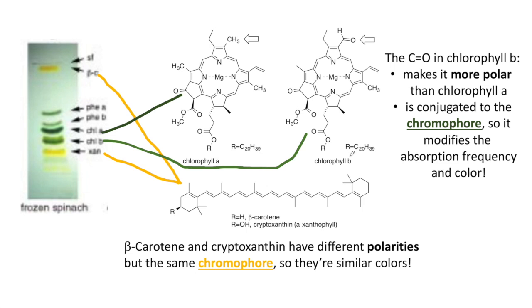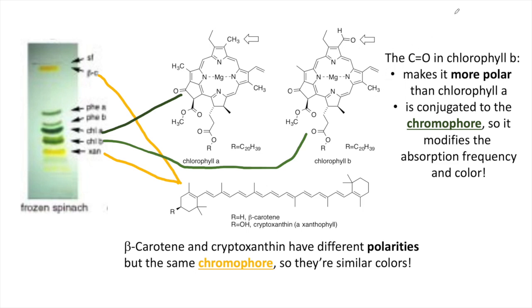You can see they're both green, but they're just a little bit different shade of green, and they're a little bit different polarities. The difference between chlorophyll A and chlorophyll B is that formyl group, that aldehyde on the top. That carbonyl is conjugated to that conjugated ring in chlorophyll B. Right? So this pi bond is conjugated to that pi bond.